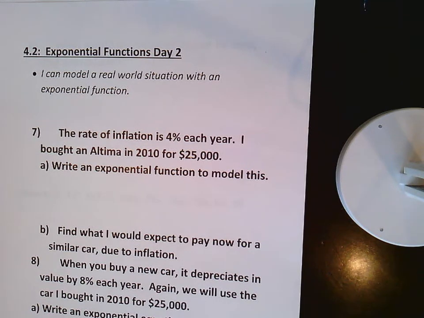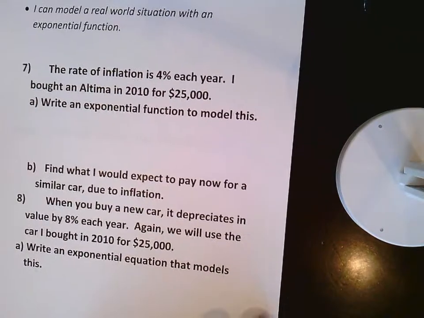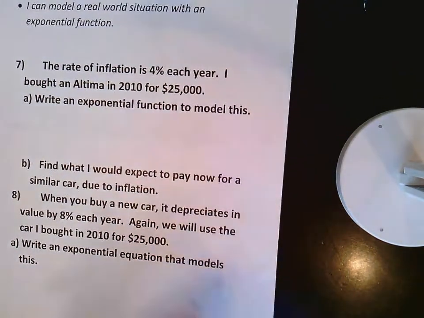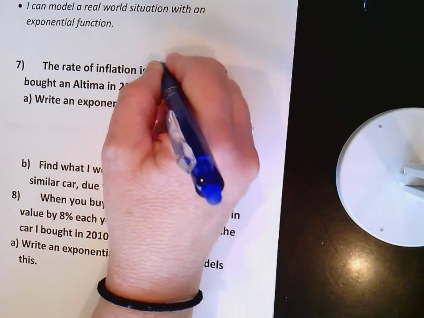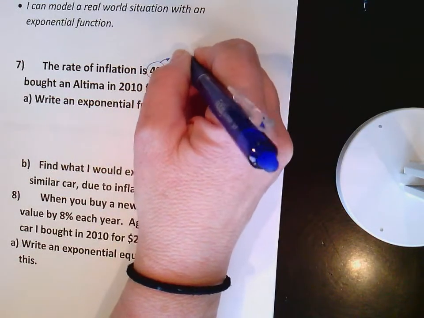Okay, now we're on to 4.2 exponential functions, day 2. This is where we get to see how it works in the real world. And we're going to be talking about rates of inflation. Whenever we're talking about rates, it's often given to us as a percent, but whenever we do the calculations, we need to change that into a decimal. And remember, you move the decimal left twice, so this is a 0.04 is my rate.